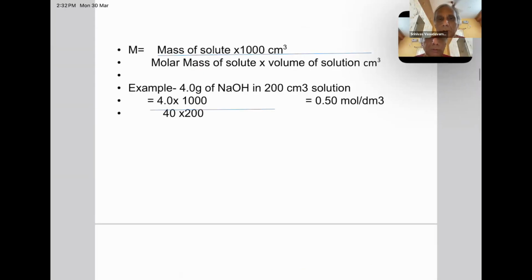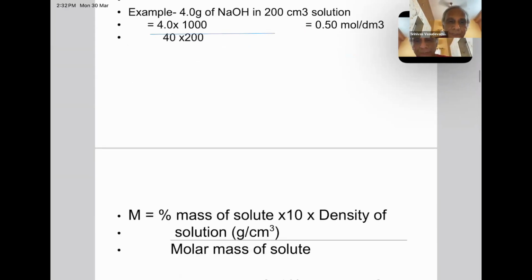Molarity equals mass of solute divided by molar mass of solute into 1000 by volume of solution in cm³. So 4 by 40 into 1000 by 200. That is 0.50 mole per dm³.